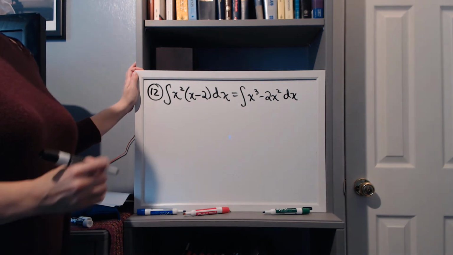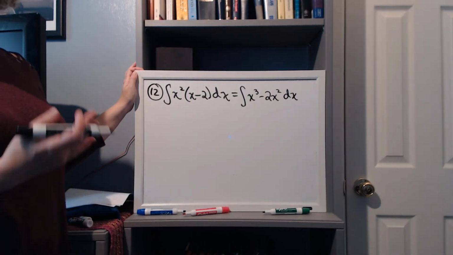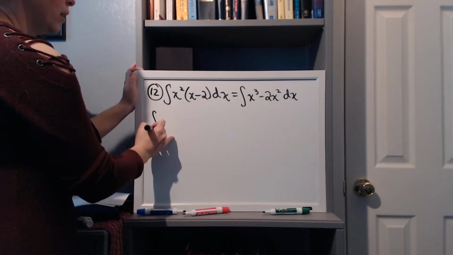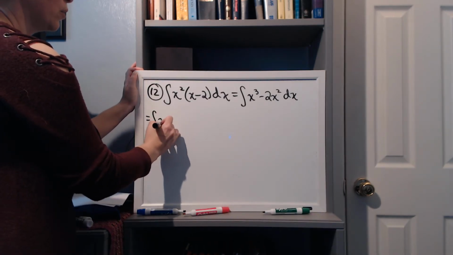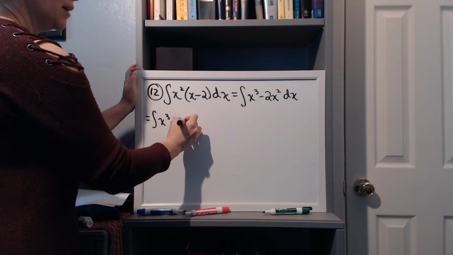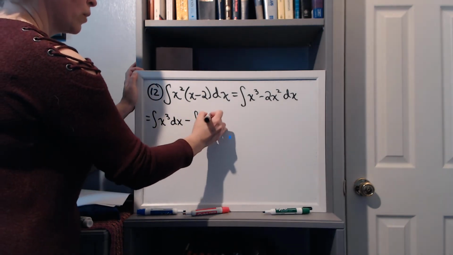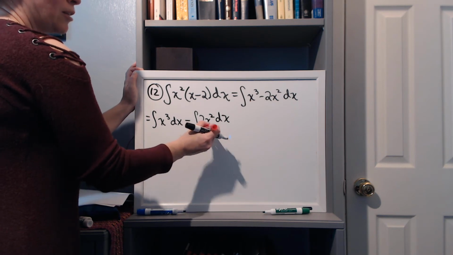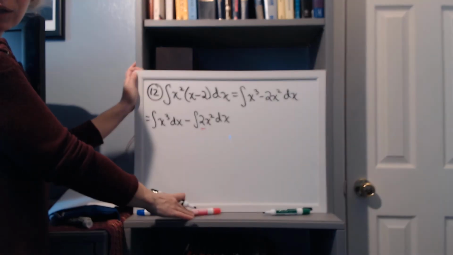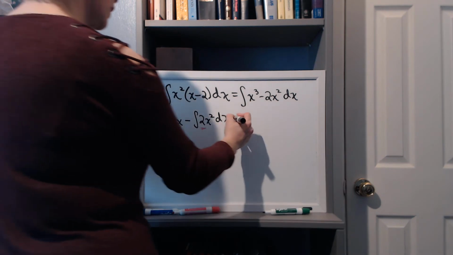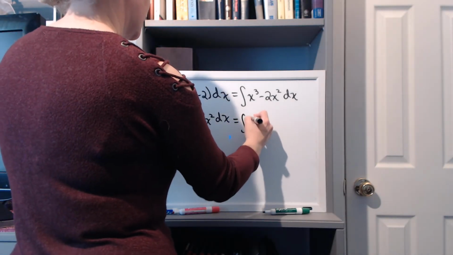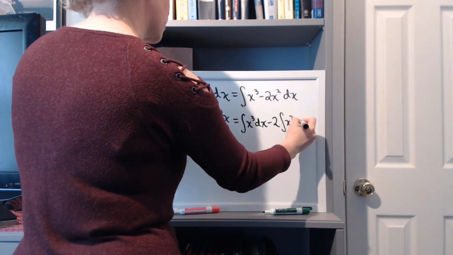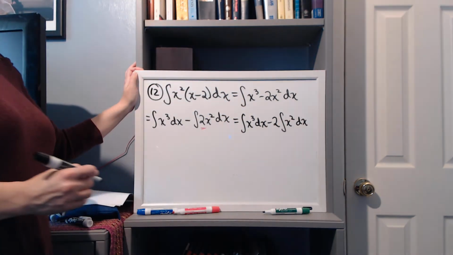And now that we have distributed the x squared, we can break this up into two integrals. That is our sum and difference rule for integrals. So we'll get the integral of x cubed dx minus the integral of 2x squared dx. And that too, we can apply the constant multiple rule and pull that out of the integral as well. So we're going to get the integral of x cubed dx minus 2 times the integral of x squared dx.